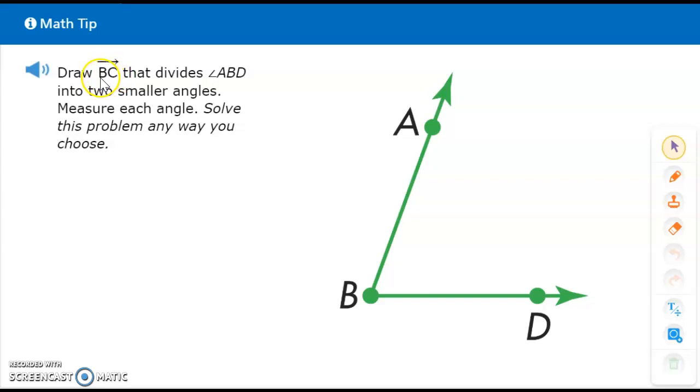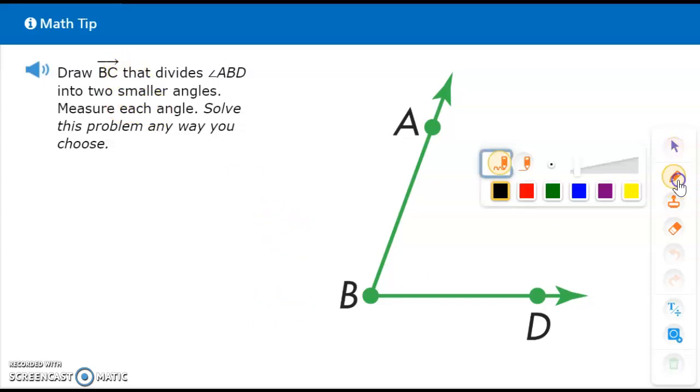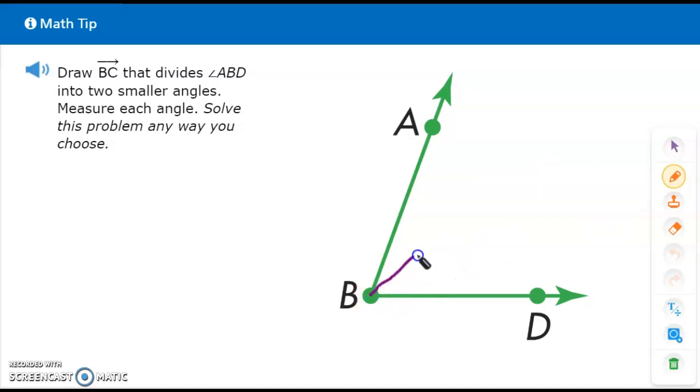We know that this is telling us to draw ray BC because we know that a ray only goes on and on in one direction. Just like this symbol, it only has an arrow in one direction. So I'm going to come over here and get my pen ready to draw my angle. And just going to draw that ray just like that.